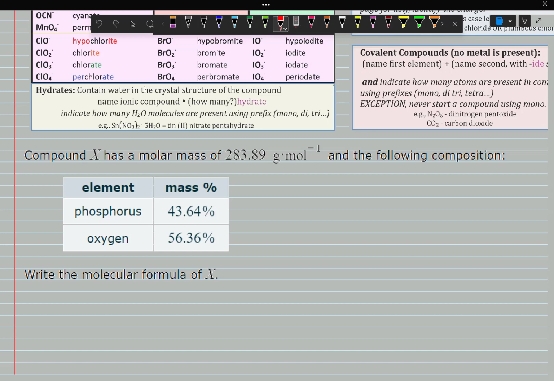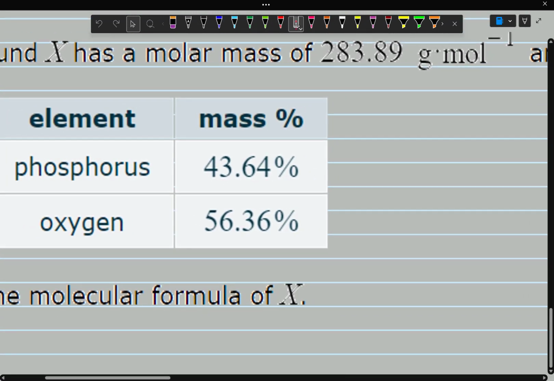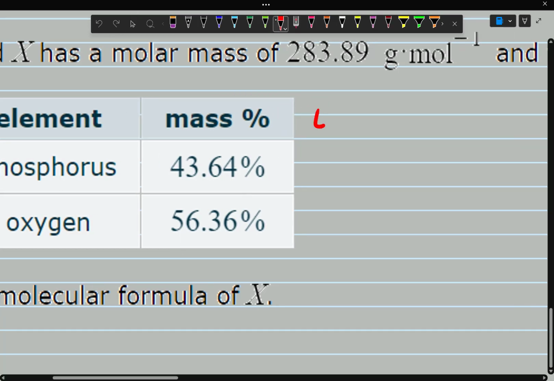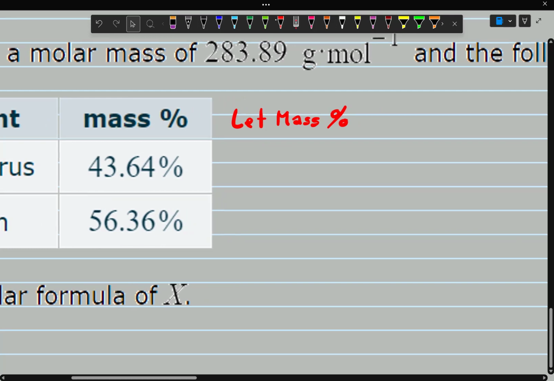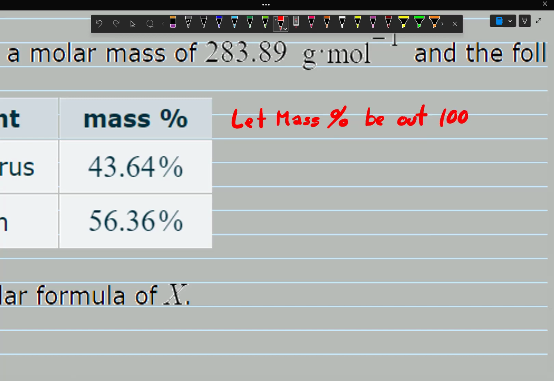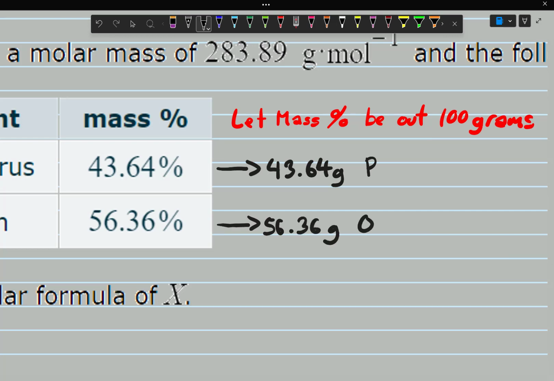So the first thing you can do is take your mass percent and, for simplicity, let the mass percent be out of 100 grams of substance. And what this allows us to do is we can just directly say that this 43.64% represents 43.64 grams of phosphorus. And this one represents 56.36 grams of oxygen.